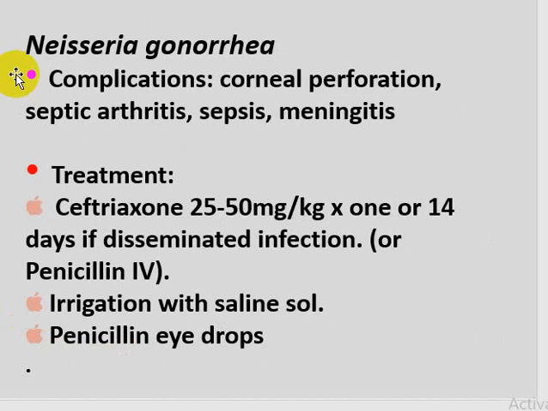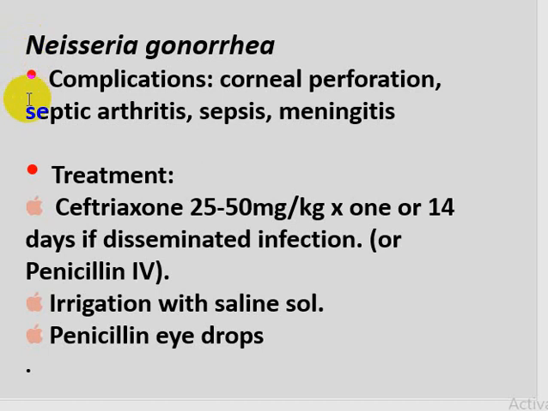The most important bacteria causing conjunctivitis is Neisseria gonorrhoeae, because it is associated with complications. Some of these complications are local in the eye, like corneal perforation, and sometimes the complications are systemic, like sepsis, meningitis, and sometimes septic arthritis may occur. So in the presence of Neisseria gonorrhoeae, we need systemic treatment, not only local treatment.